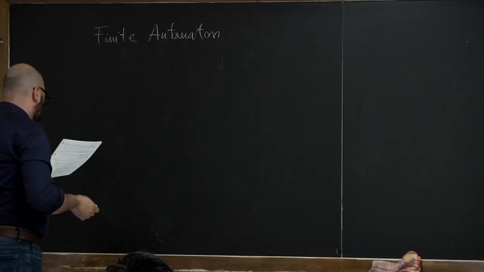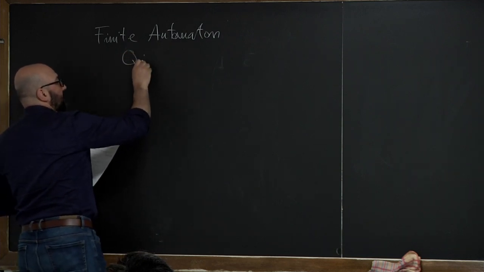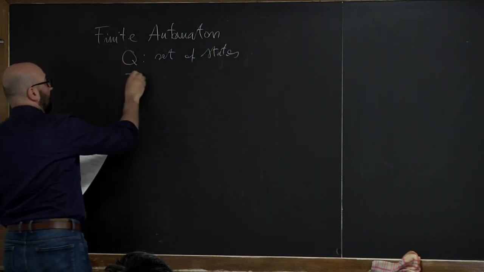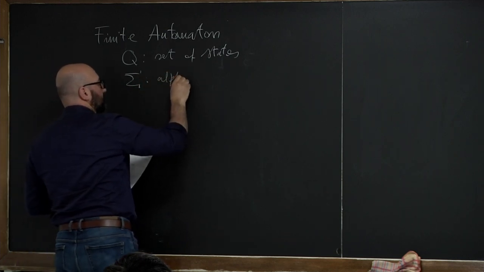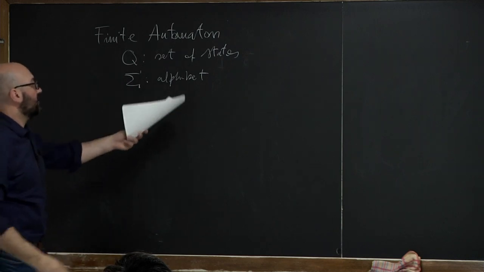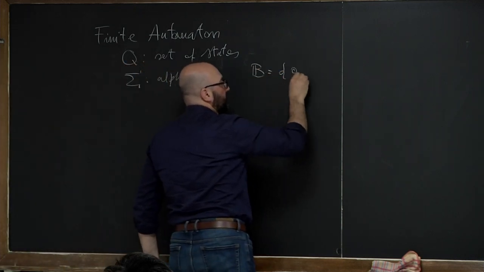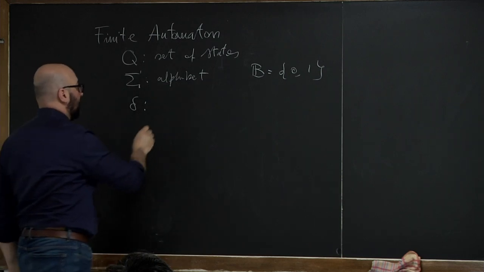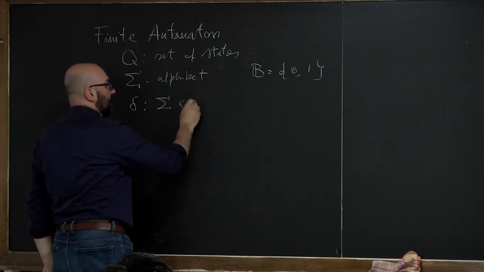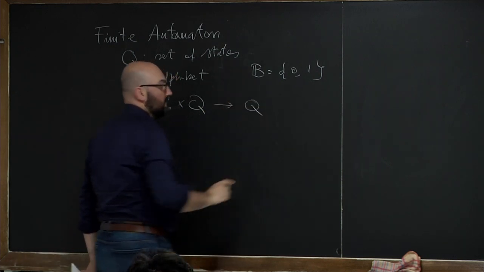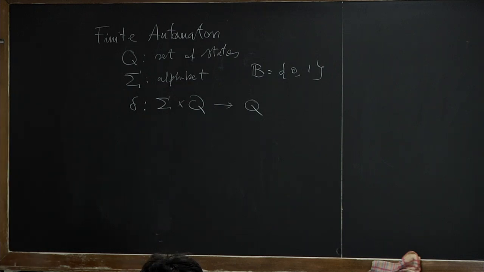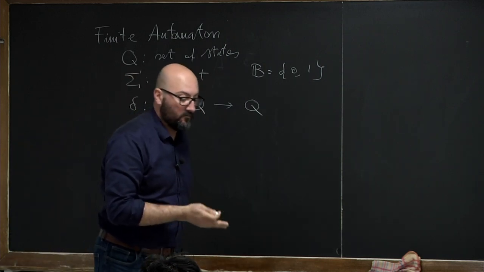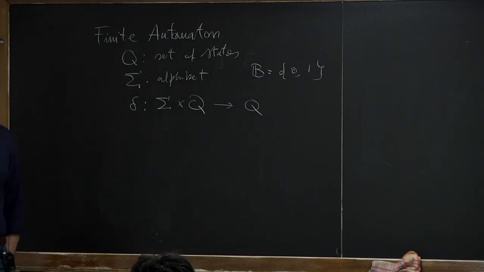Okay, so in the finite automaton we have a set of states, we have an alphabet, usually this is just a Boolean alphabet, and we have a transition function. A function which takes a letter in the alphabet and the state the automaton is in, and then makes the automaton go to another state. The idea is that there is a register. I read the register, 0 or 1, and depending on whether I read 0 or 1, and on the state the automaton is in, I do something else.